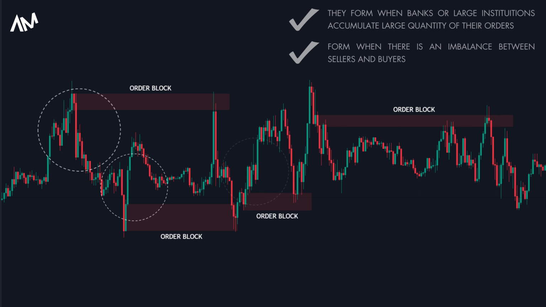Order blocks form when there is an imbalance between sellers and buyers. As a result, the price rapidly pushes away from the order block because lots of orders are placed there. Order blocks are significant because they create an imbalance or inefficiency and break the structure of the market or change the character of the current market.